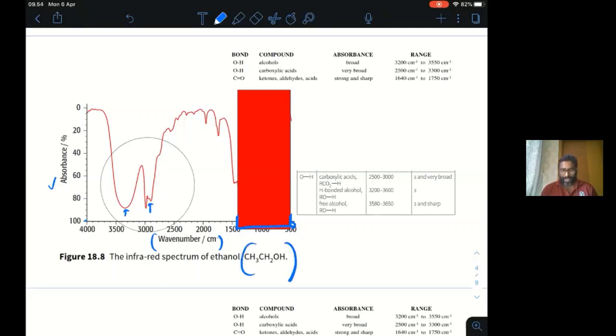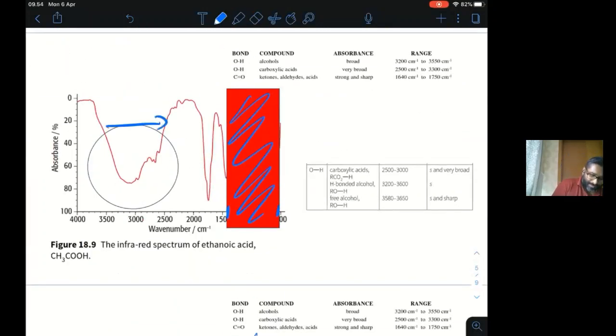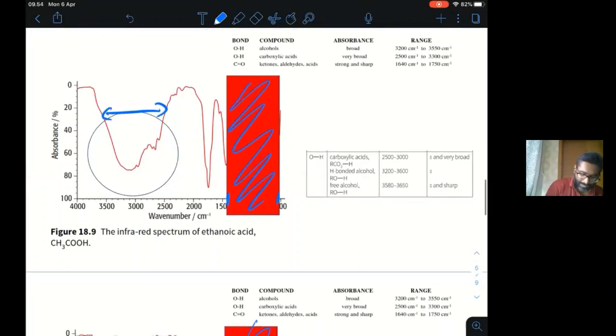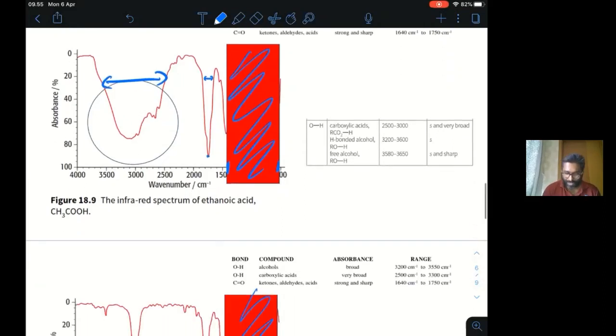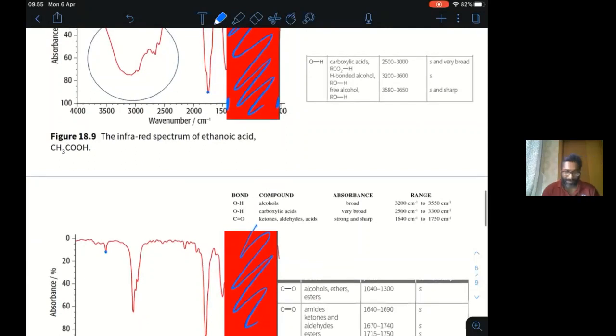If you look at the peak over here, this is an example of ethanol. I want you to memorize this part: if you have alcohol, the absorbance is going to be broad. This is going to be broad as well. What is sharp? This is sharp, very sharp. What is weak and strong? This is strong because it is closer to 100. Weak, maybe this one is considered weak.